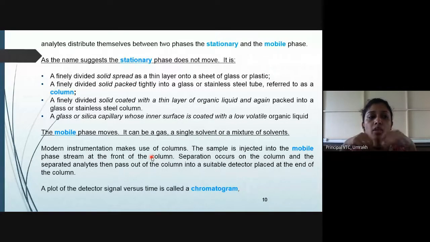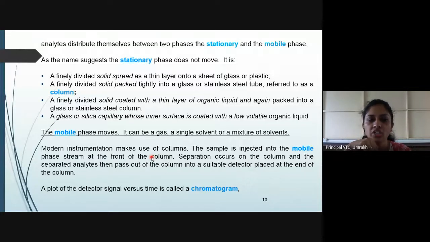If we want to describe the principle in very simple language, we can say that those components having more solubility and affinity towards the stationary phase will remain for more time in the column, while those components having less solubility and less affinity towards the stationary phase will move faster with the mobile phase and be detected. Because of the different affinities of the analytes, we are able to separate them.